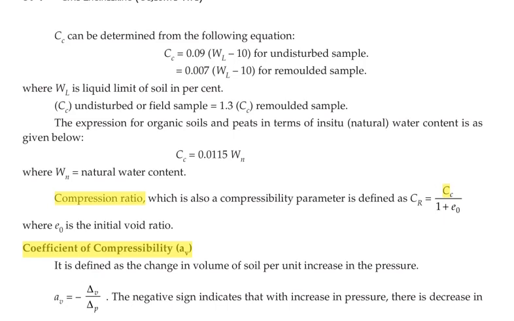Next we are going to see the compression ratio, which is also a compressibility parameter. Therefore the formula for CR equals CC divided by 1 plus E0.